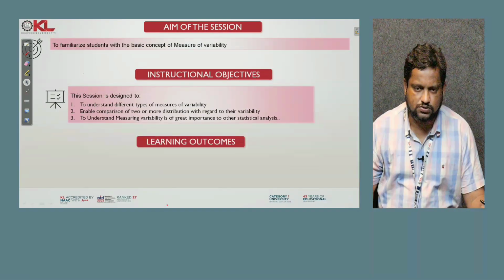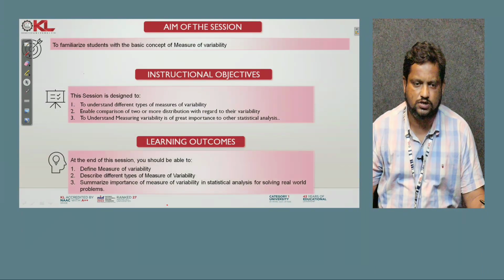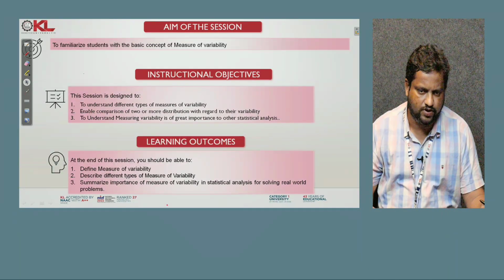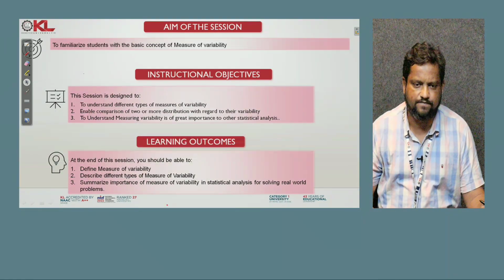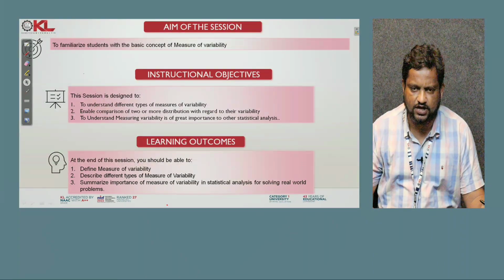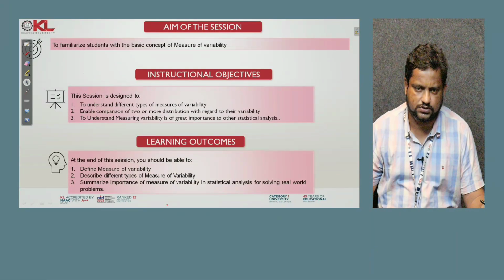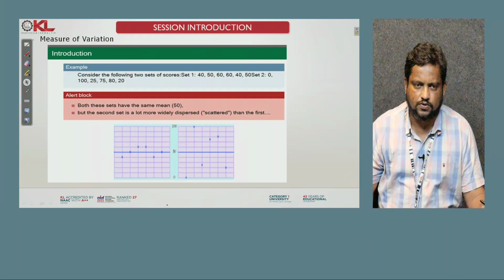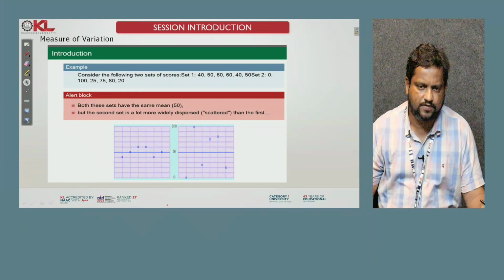With these objectives we are proceeding forward, and finally we are going to achieve these outcomes at the end of the session. Students can define measures of variability, describe different types of techniques that are used to measure variability, and summarize the importance of measures of variability in statistical analysis for solving different kinds of real world problems.